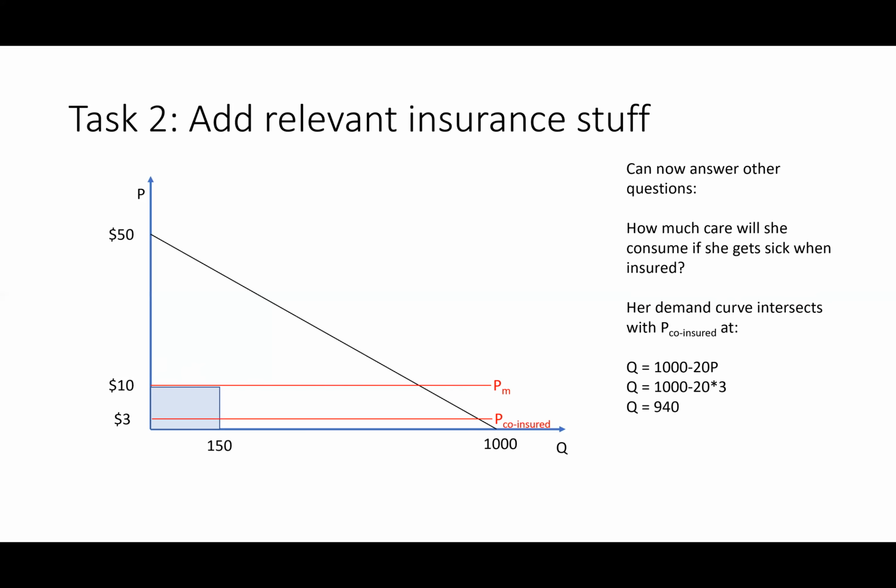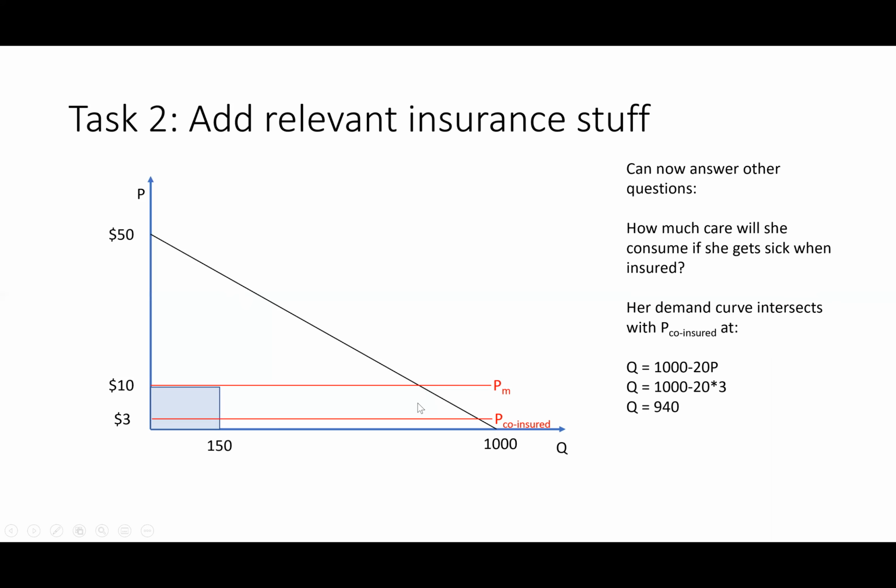So we can answer lots of other questions now that we know all this. How much care will she consume if she gets sick while insured? That is an important one. We know that her demand curve intersects with the P co-insured, where you can plunk this into the equation, but I just want to point this out on the graph first. So here's her demand curve.